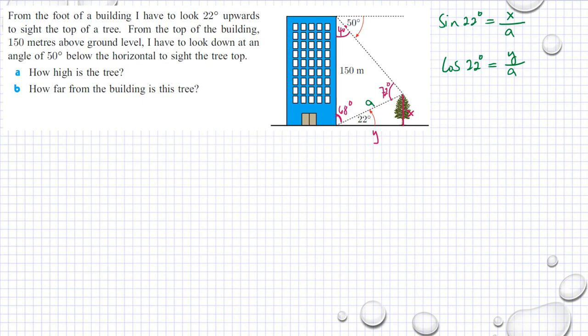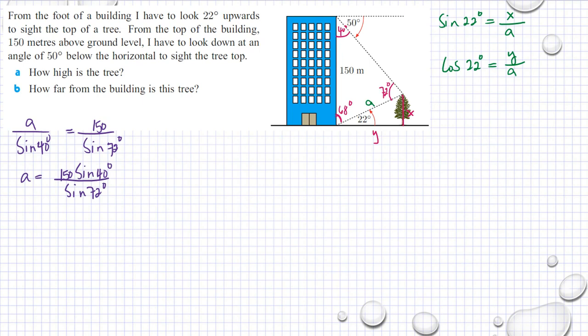There we go. The sine law says that we have A divided by sine 40 degrees, the opposite of side A, is equal to 150 meters divided by sine 72 degrees. So we have our A is equal to 150 multiplied by sine 40 degrees divided by sine 72 degrees.